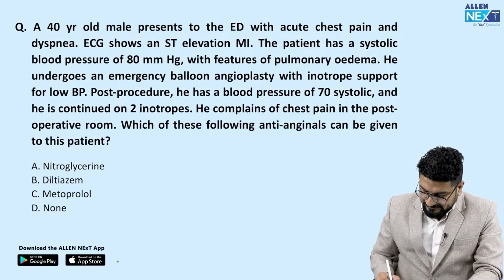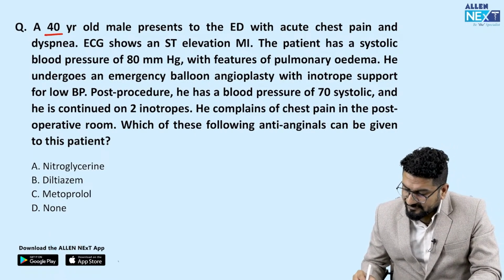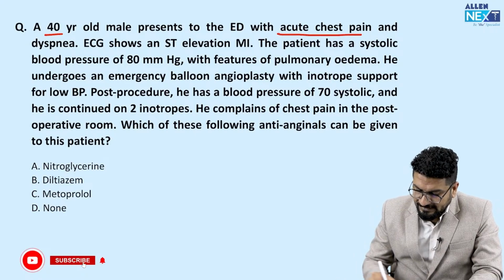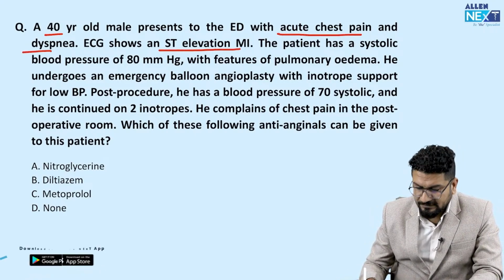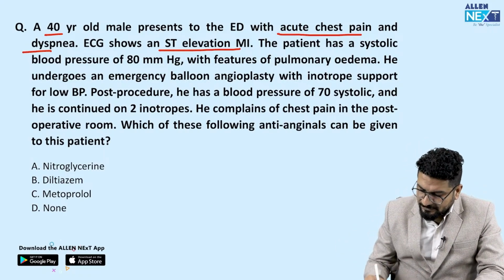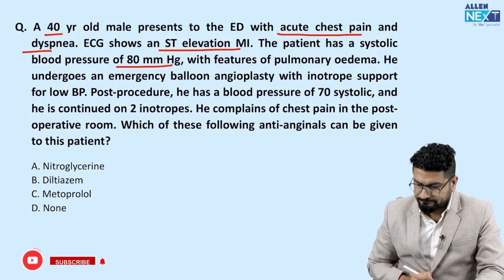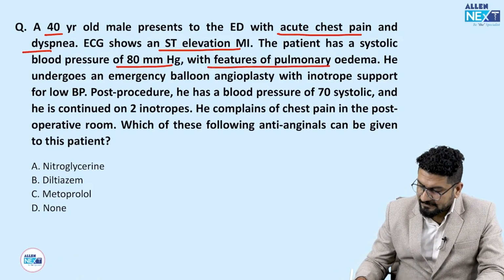Let us read the question first. A 40-year-old, so first in the MCQ is the age itself, presents to the emergency department with acute chest pain and dyspnea. The ECG shows ST elevation MI. So it's clear-cut, they have given you a case of ST elevation MI. The patient has a systolic blood pressure of 80 mmHg with features of pulmonary edema, meaning the patient has MI as well as heart failure.